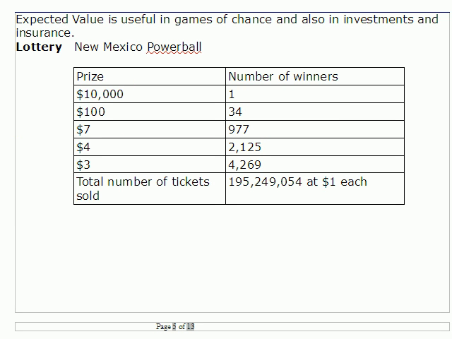So here's an example for the lotto. We'll look at the Powerball in New Mexico. The prizes that may be obtained are $10,000, and there's one of those. $100 prize, 34 ticket holders get that. $7 goes to 977 people, $4 to 2,125 people, $3 to a little over 4,000 people. The rest of the people just paid the $1 for the ticket. The total number of tickets sold is 195 and some million, and they cost $1 each.